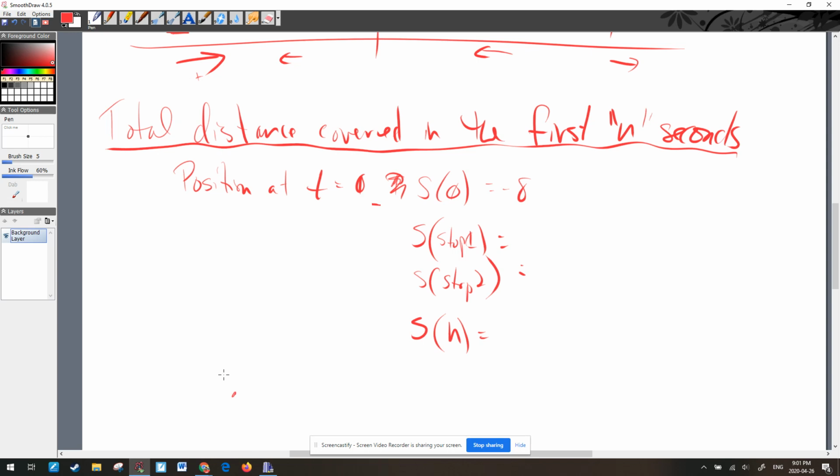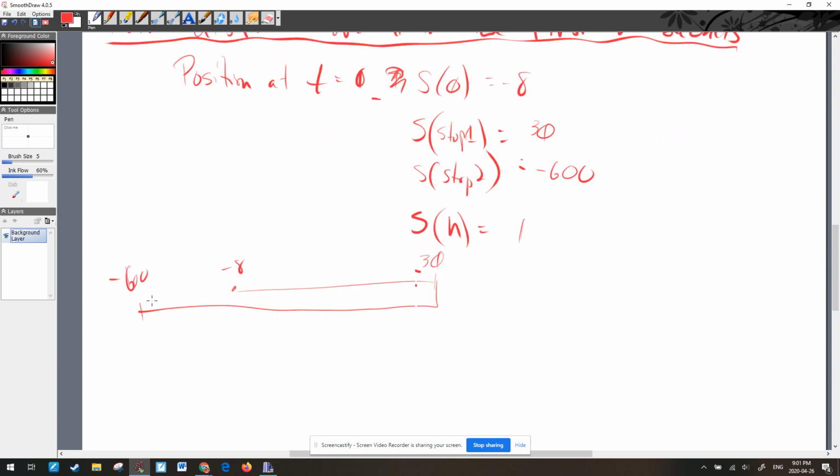We're going to say, oh, we started over here at -8. And then at the first stop position, we went up to, I don't know, whatever it was, 30. That's not what it was, but it went over to 30. And then at stop 2, it turns out we were at -600, right? So we're back here at -600. And then S at N, it just goes back to 1, right? And so then we turn around and we go back to 1.